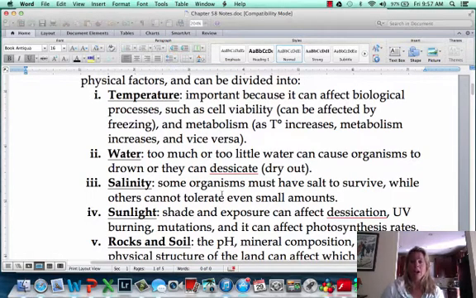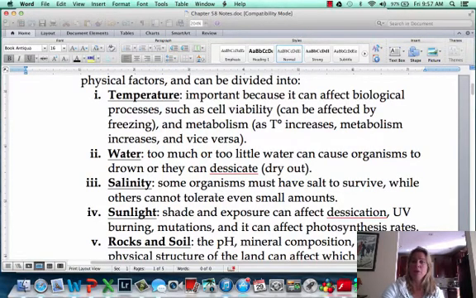So temperature. The reason that temperature is important is that if it gets too cold, the cells can't live. If it gets too hot, the cells can't live. But also just little increases in temperature can affect metabolism, right? Metabolic rates are definitely going to change.